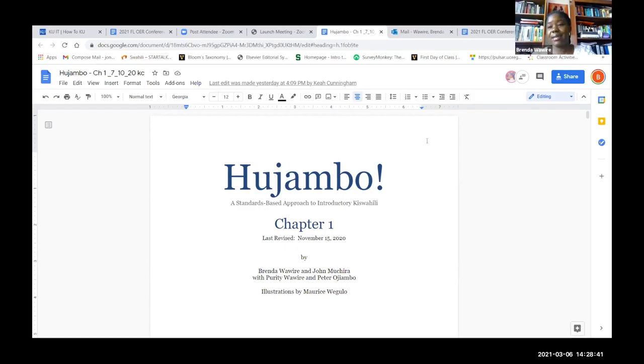It has 10 thematic units around the main topic. For chapter one, we're just going to look at greetings and introductions, so the very beginning. But other themes in the learning modules include where the students live.